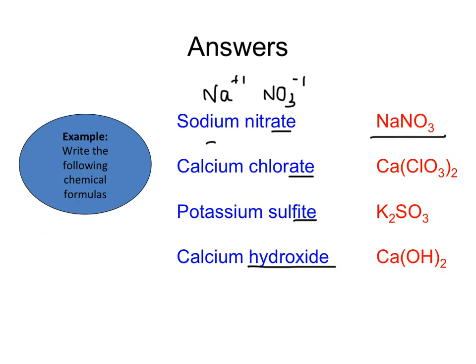For calcium chlorate, it's Ca +2. Chlorate is ClO3 -1.